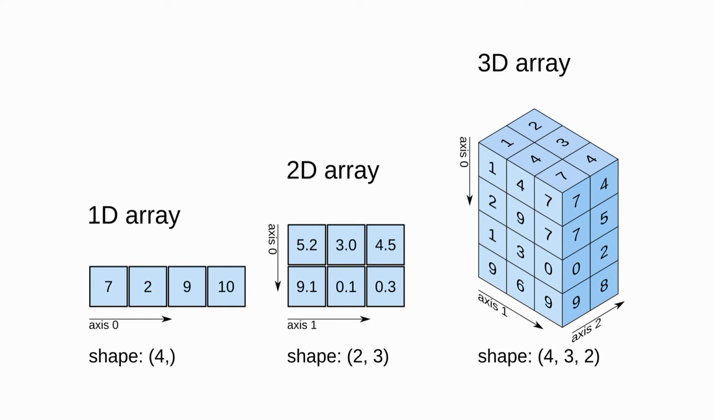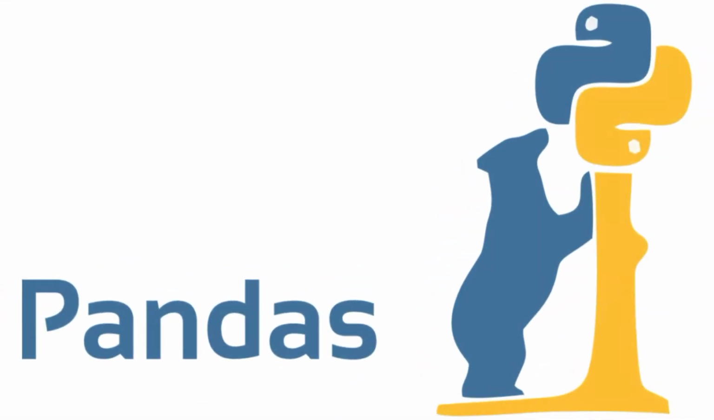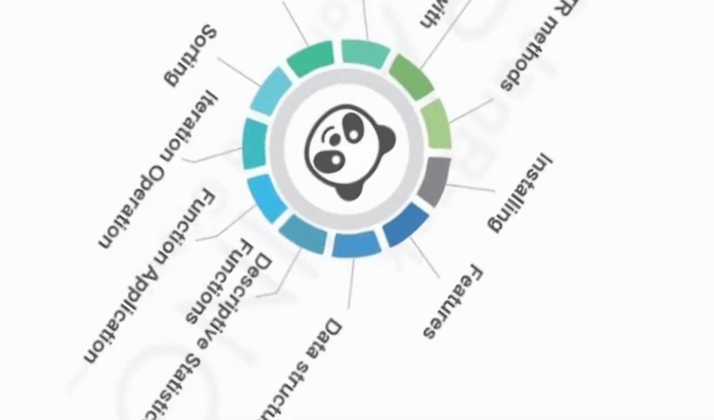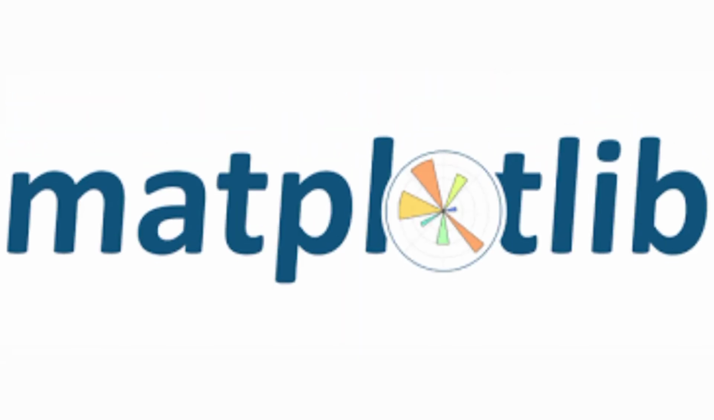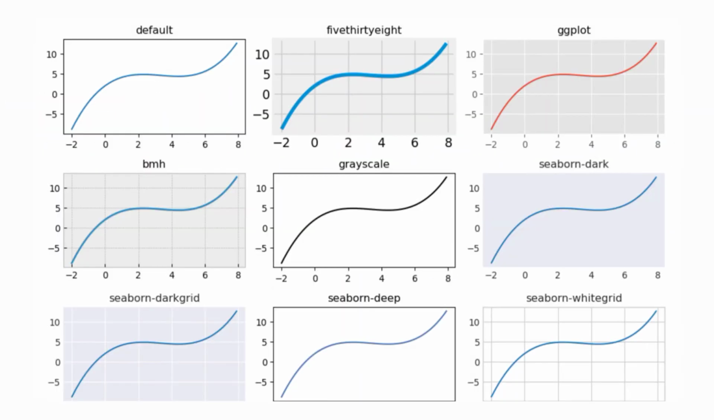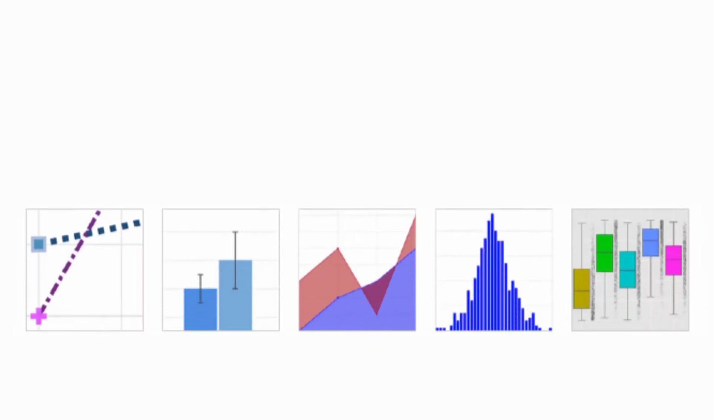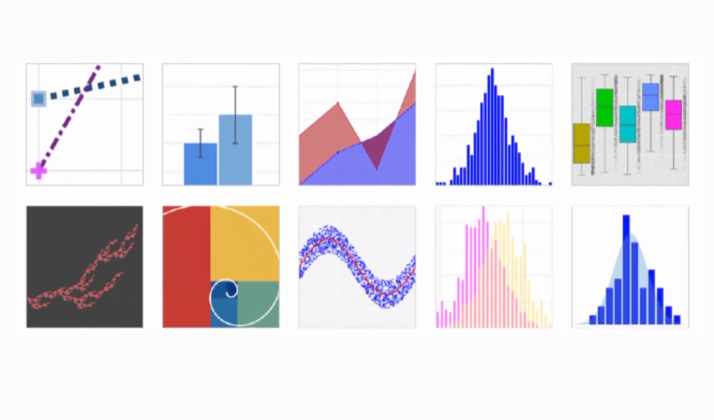Coming to the next one, which is called Pandas. Pandas is mainly useful in data science. It provides fast and flexible data structures so that we can easily work in a structured and tabular manner. Next, coming to Matplotlib, it's a data analyzing and numerical plotting library. If you want to work with graphs, Matplotlib is very useful.